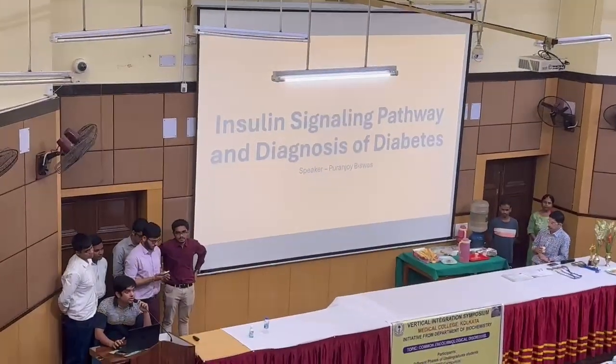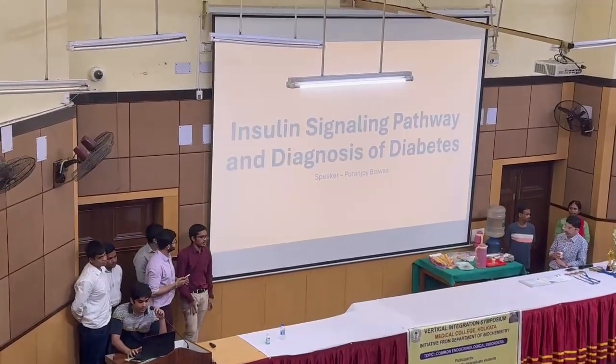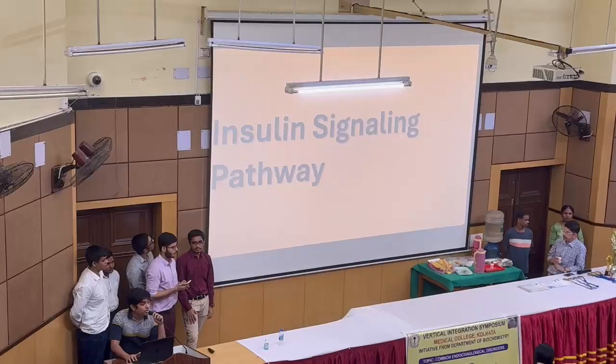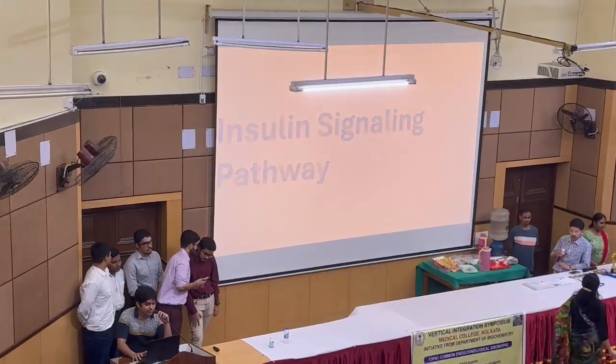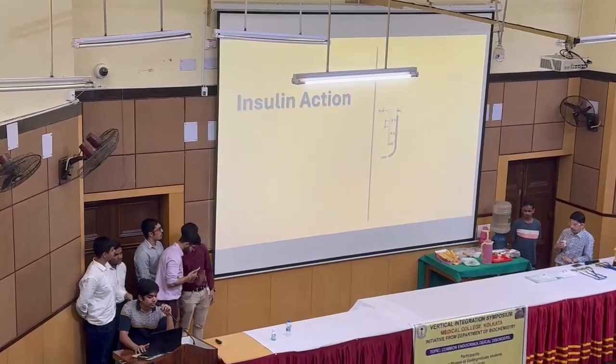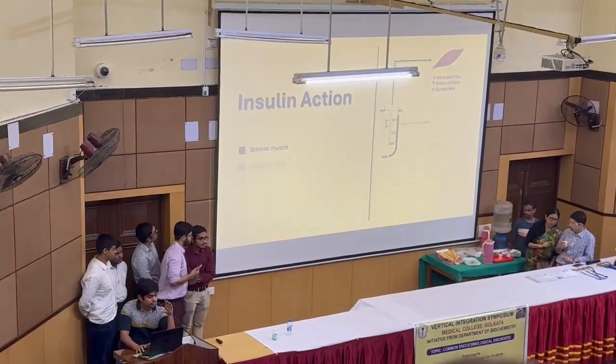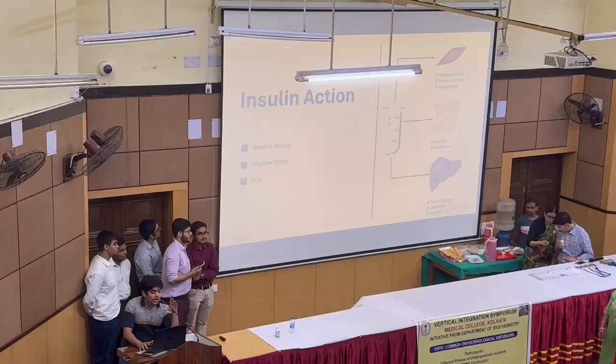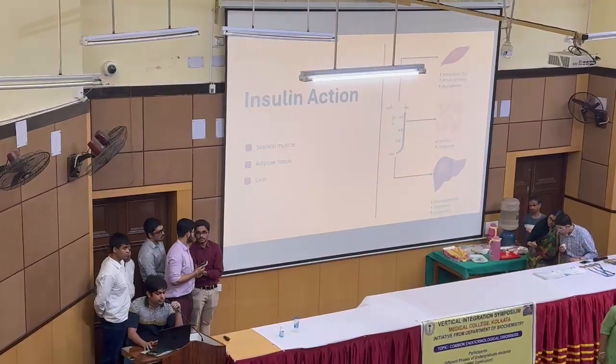pathway and the diagnosis of diabetes. First, we will talk about the insulin signaling pathway. Now, the insulin molecule mainly acts on three types of tissues. That is the skeletal muscle tissue, the adipose tissue, and the hepatocytes present in the liver tissue.